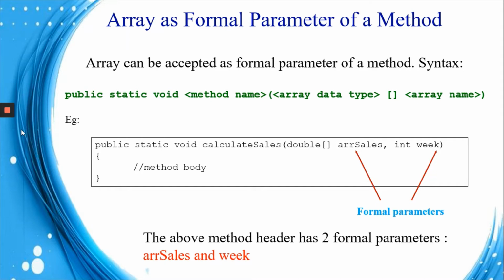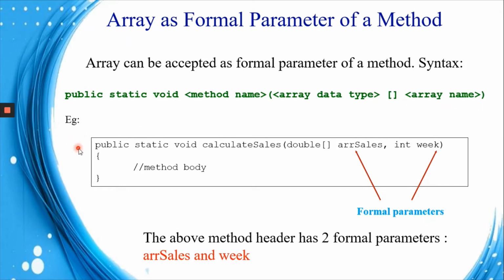So array can be accepted as formal parameter of a method. The syntax is given here. This is an example of a method header. As usual, you have public static void, and after that you write your method name. In your bracket, you have to write the array data type, which means the data type of the array, for example, double, integer or string. And then you continue with the square bracket and also your array name. So these three values should be inside your bracket.